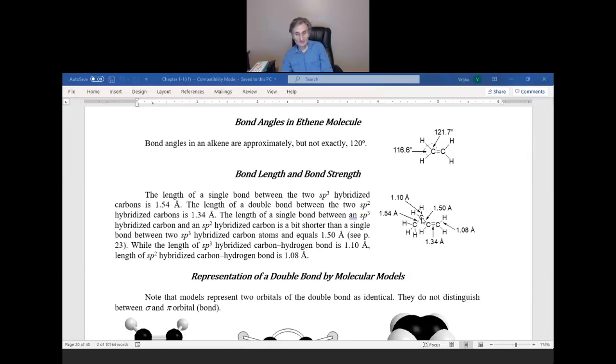Now when carbons have different hybridization, each single bond gets a bit shorter. It's 150 in this case. Note that carbon is attached to hydrogen, but it's sp2 hybridized carbon, not sp3. Carbon-hydrogen bond gets shorter, 108 angstrom, instead of 110 for sp3 carbon. All of those you need to know.